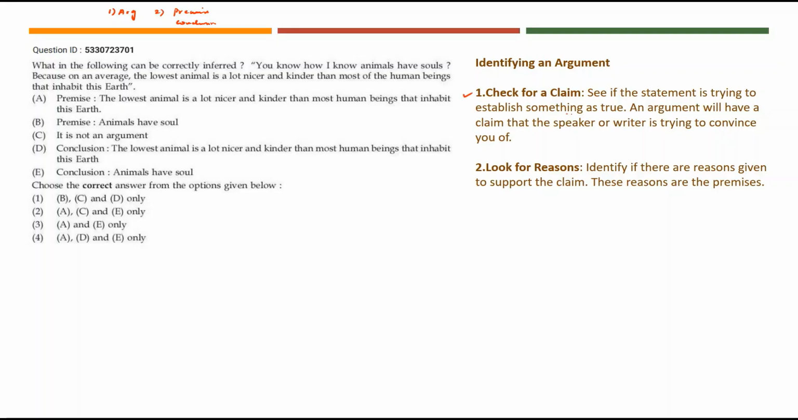What about the second one? We have to look for reasons. Identify if there are reasons given to support the claim. So the claim that we can take here is animals have souls, and they are asking you to identify if there are reasons to support the claim.